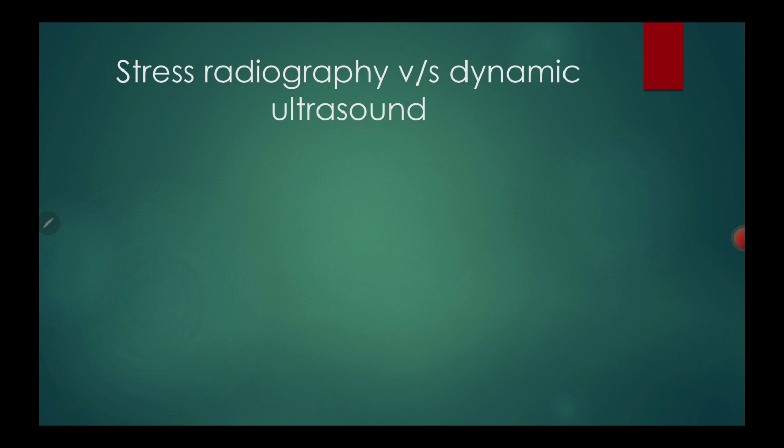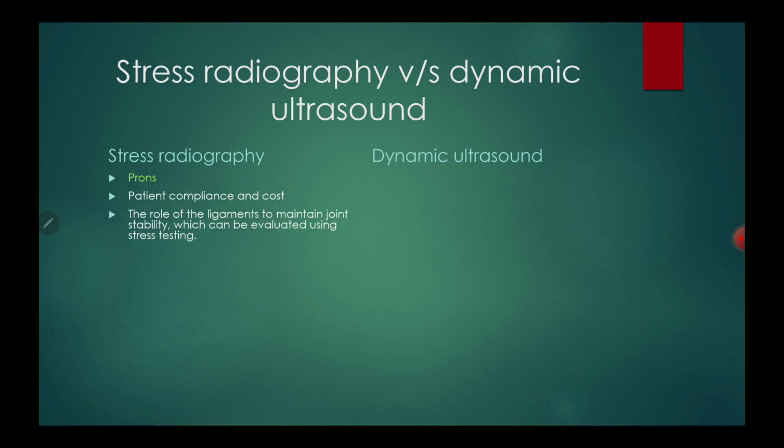Now let us see the point-to-point difference between stress radiography and dynamic ultrasound. So what are the pros and cons associated with both the imaging modalities? The pros or benefits that we have with the stress radiography are patient compliance and cost. It is easily available and patients generally tolerate it well. And the ligamentous function to maintain the joint stability can be evaluated directly with the help of stress radiography.